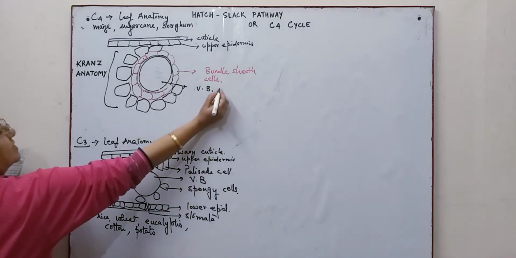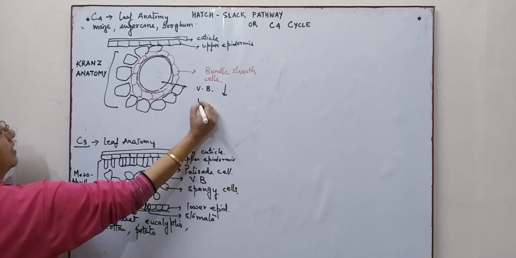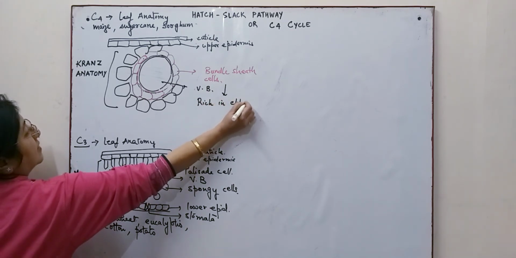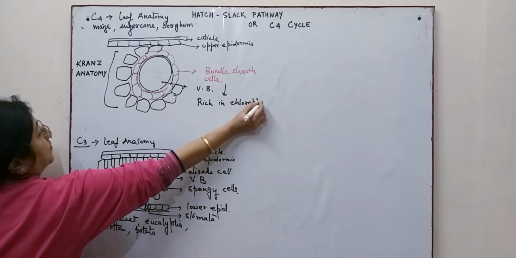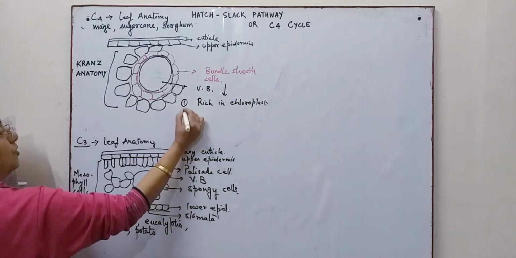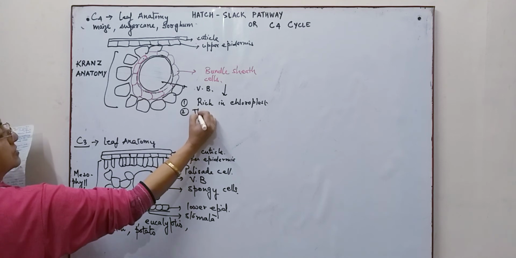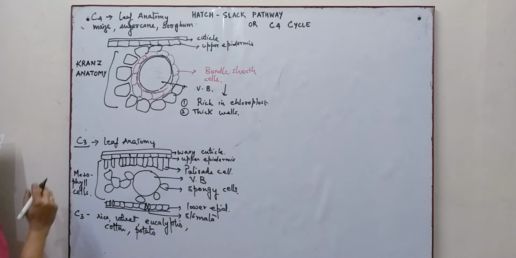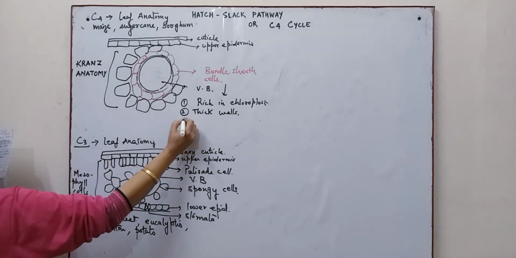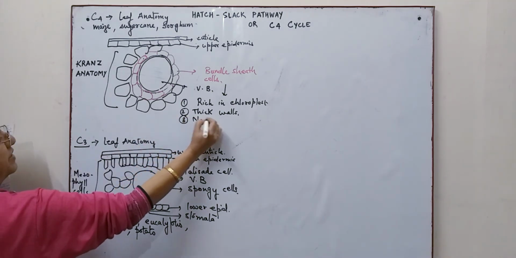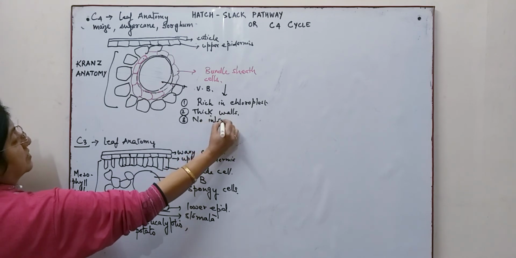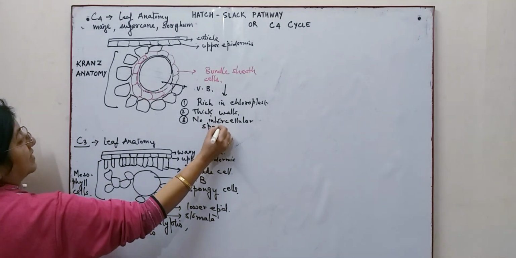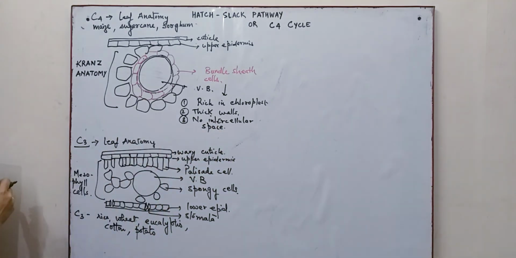So the bundle sheath cells are rich in chloroplast. Also, they have thick walls. The thick walls do not allow the exchange of gases, and also there is no intercellular space between these cells.